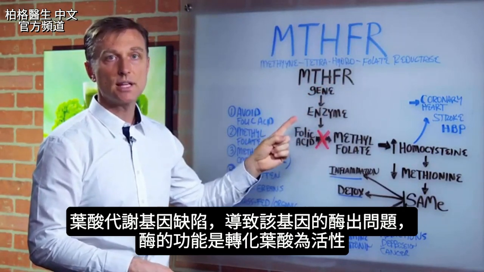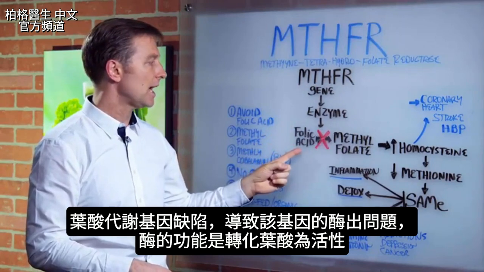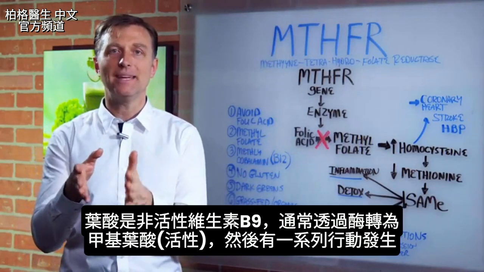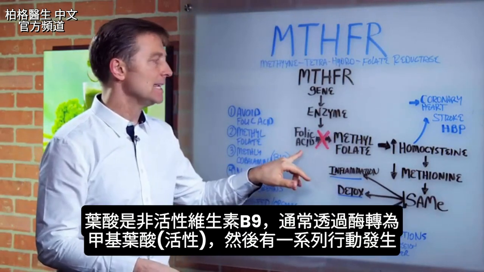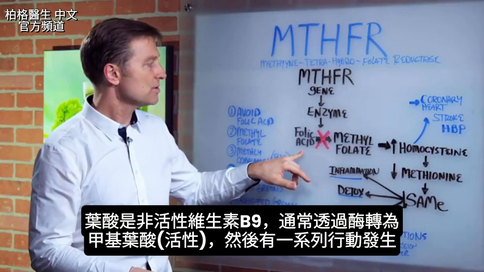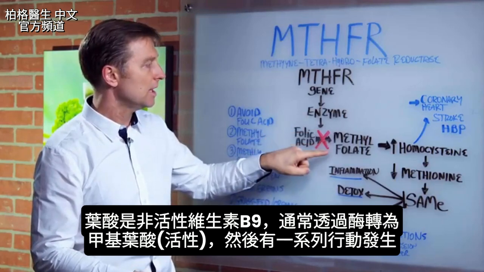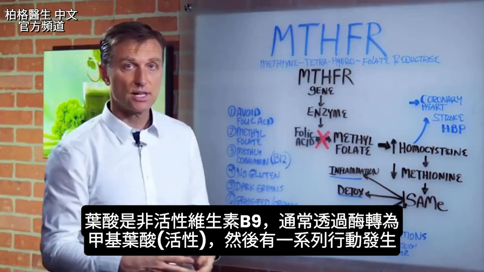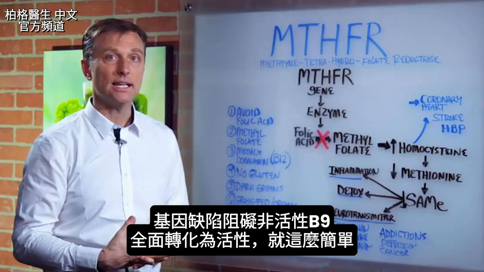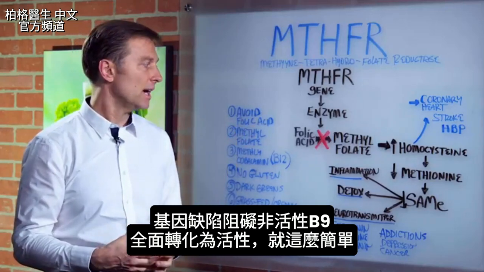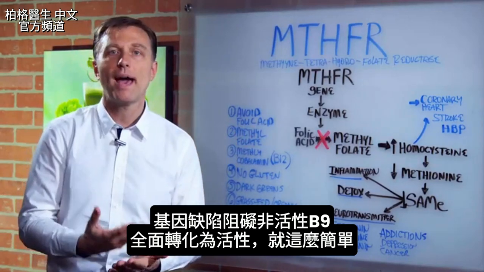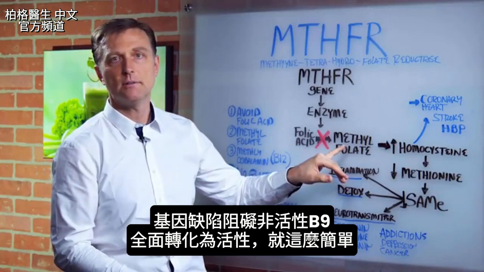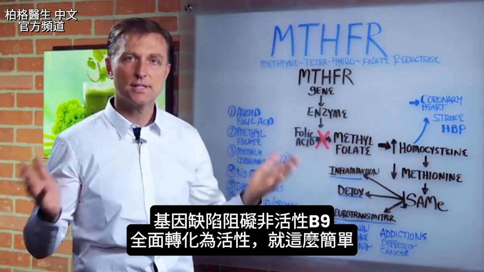And the function of the enzyme normally is to convert folic acid into its active form. Folic acid is vitamin B9, okay? Folic acid is the inactive version. It's supposed to normally convert through this enzyme to the active form called methylfolate, and it has a whole series of actions that occur after that. So basically, this condition is a defect that blocks full capacity of conversion of the inactive to the active form of B9. That's all it does. That's the simplicity of it, okay?